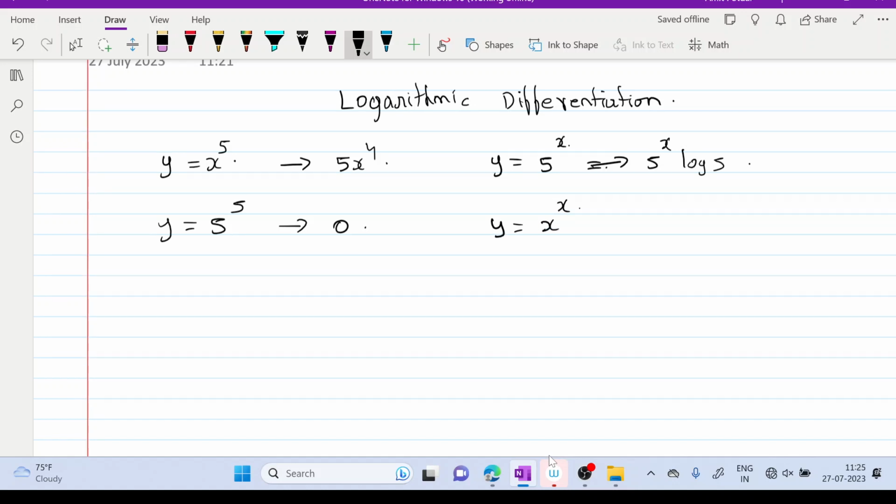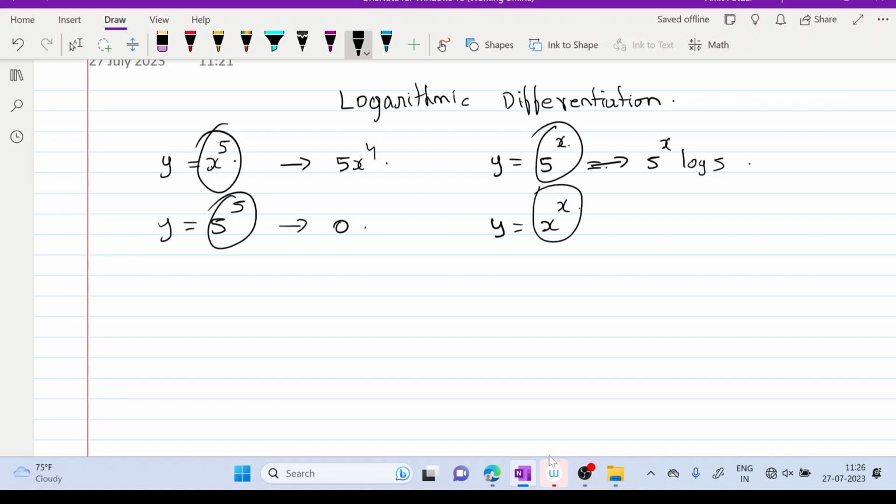Then we cannot use the formula x raised to n, because this formula means variable raised to constant, correct? So we cannot use this, because this is variable raised to variable. We cannot use this one also, because 5 raised to x is constant raised to variable. And we cannot use this also, which is 5 raised to 5, constant raised to constant. So we cannot use any of these forms.